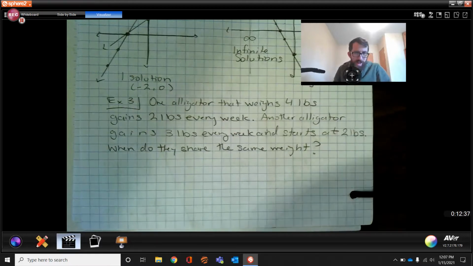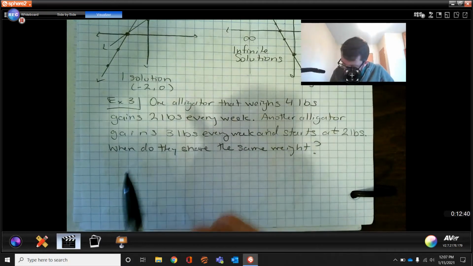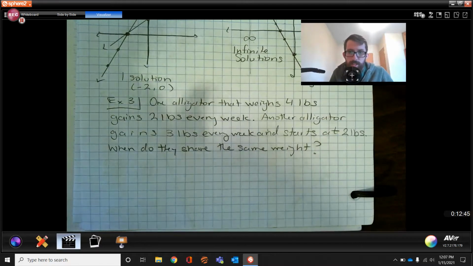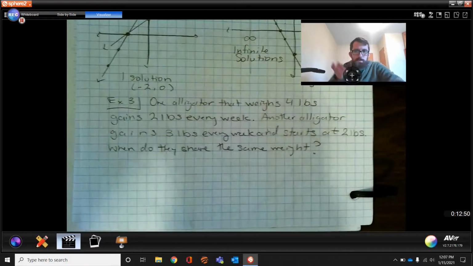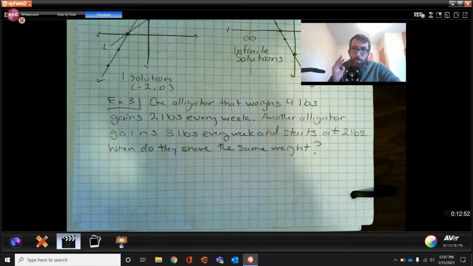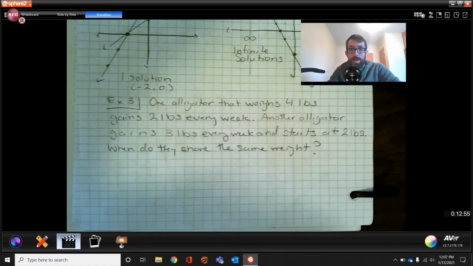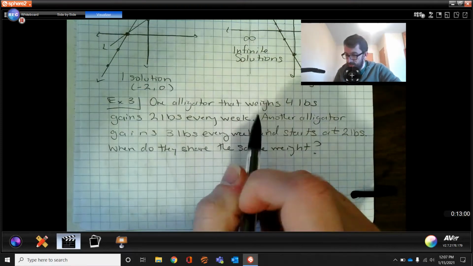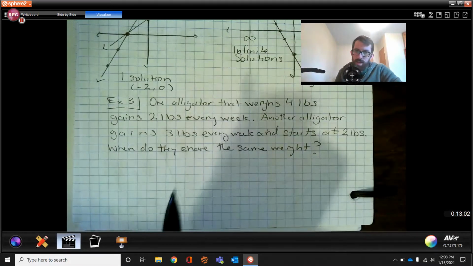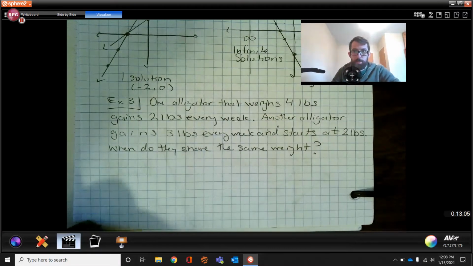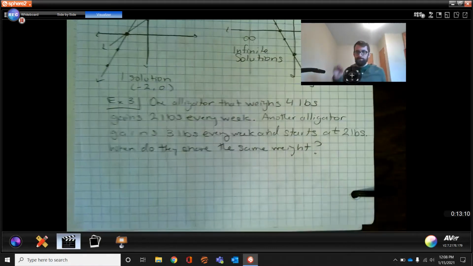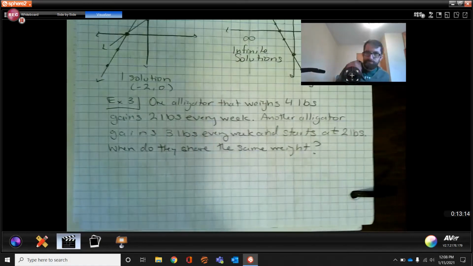Now, as we take a look at this, we should see that we are talking about the weight, or technically it would be the mass, of both of these alligators, because in the physics world, weight is actually a force, and mass is talking about how much something is. So you could say that the mass is 4 pounds and gains 2 pounds of mass every week. But this is math class, so we'll just throw that in for free.